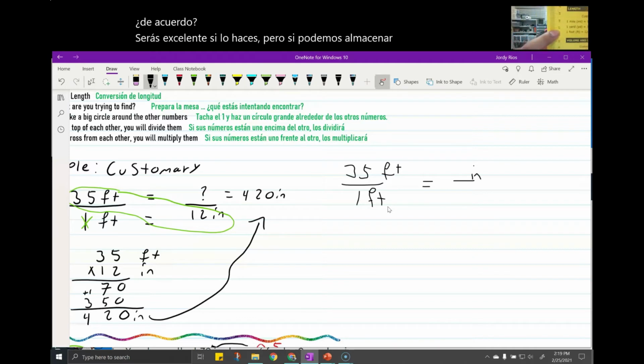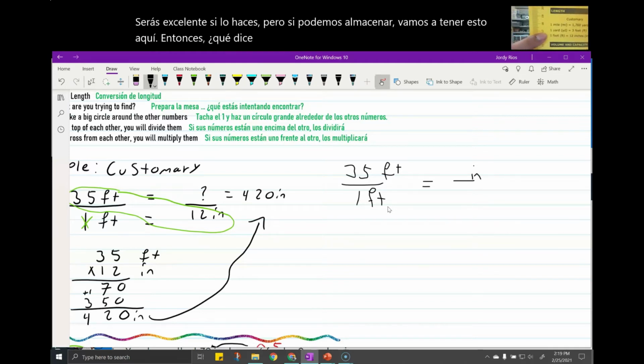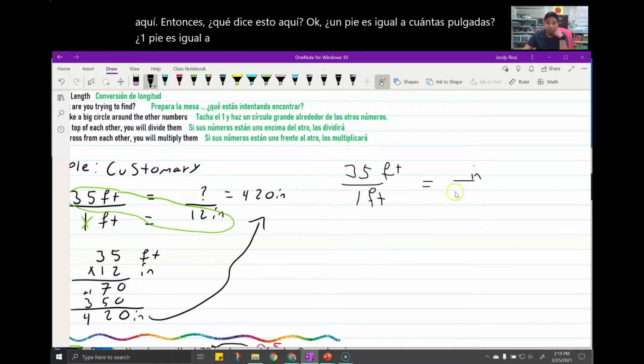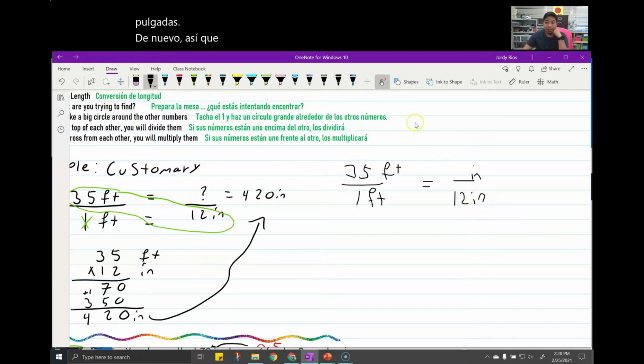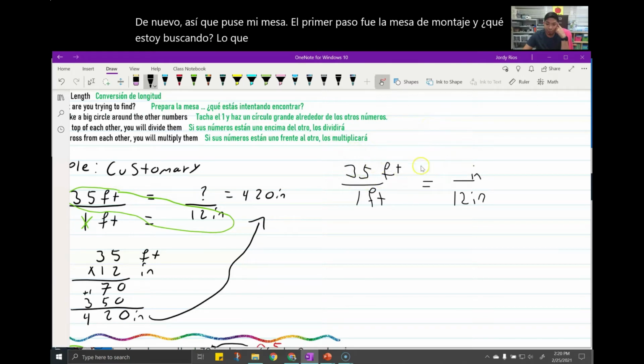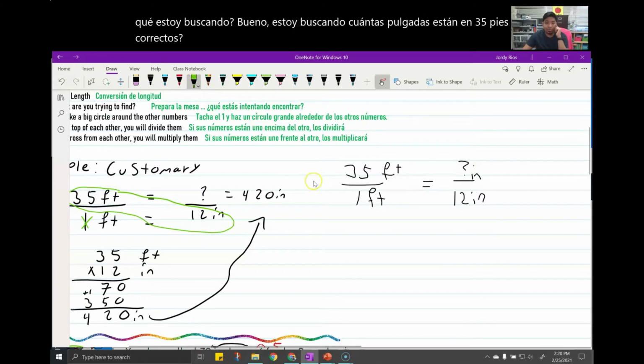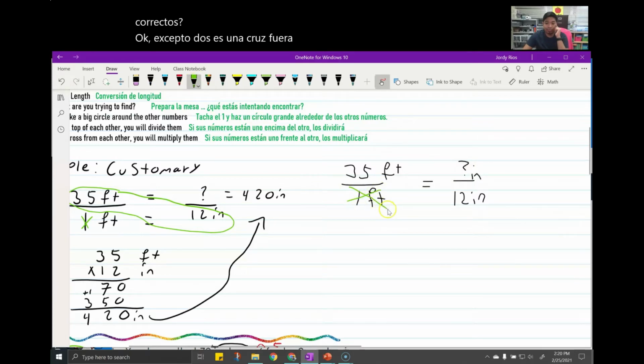So what does it say right here? Okay, 1 foot equals how many inches? 12. Good. So 1 foot equals 12 inches. Okay, good. So I set up my table. Step 1 was to set up the table. And what am I looking for? Well, I'm looking for how many inches are in 35 feet, correct? Okay. Step 2 is to cross out the 1. So X that out. And then circle the numbers that are left.